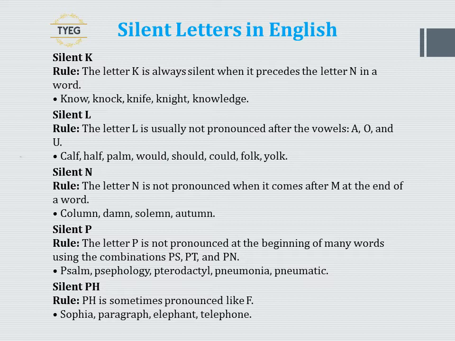Silent N rule. The letter N is not pronounced when it comes after M at the end of a word. Column, damn, solemn, autumn. Silent P rule. The letter P is not pronounced at the beginning of many words using the combinations PS, PT, and PN. Psalm, psychology, pterodactyl, pneumonia, pneumatic. Silent PH rule. PH is sometimes pronounced like F. Sophia, paragraph, elephant, telephone.